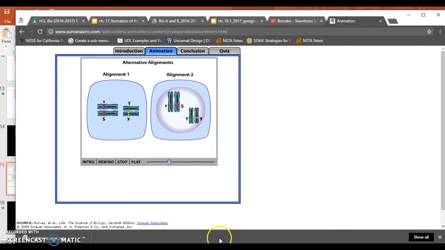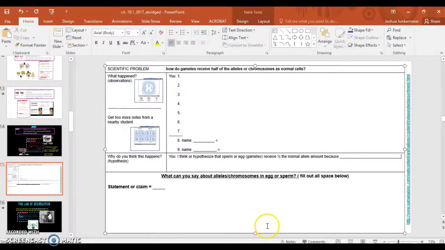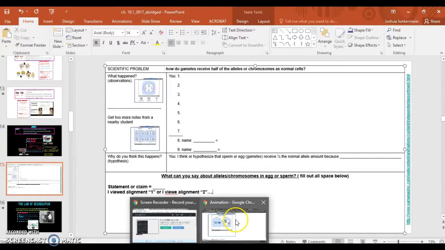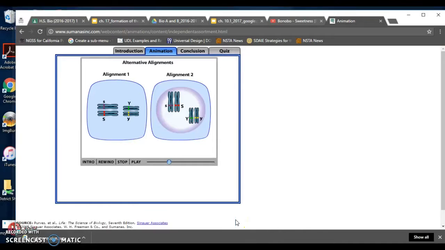What I need you to do in your statement of understanding is to explain right here, somewhere here, you need to show I viewed alignment 1, or I viewed alignment 2. It's one or the other. Don't look at both. That'll confuse you. You'll get bad results if you look at both together and describe both. Just look at one and describe what you see.